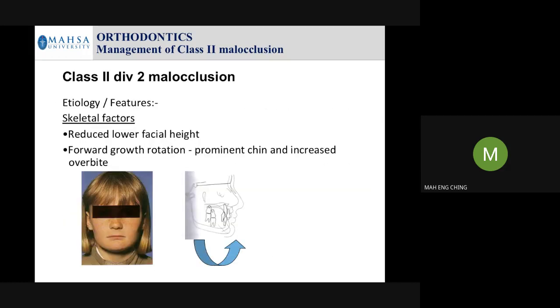So, skeletal first is usually due to the reduced lower facial height. It means the patient has a short facial height. If we look at the patient from the front, then we divide the face into three portions. So the first is the top, which is called the upper, then middle, and lower. So when you have the reduced lower facial height, it means you have the reduced vertical proportion from the nasal base to the menton. It means the lower facial height.